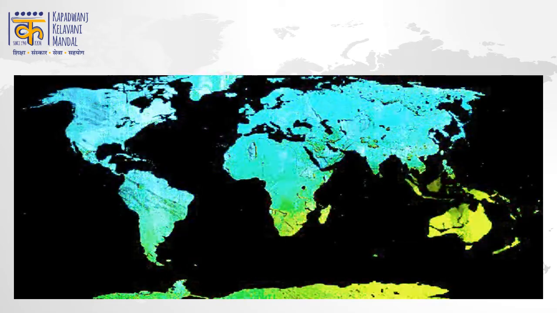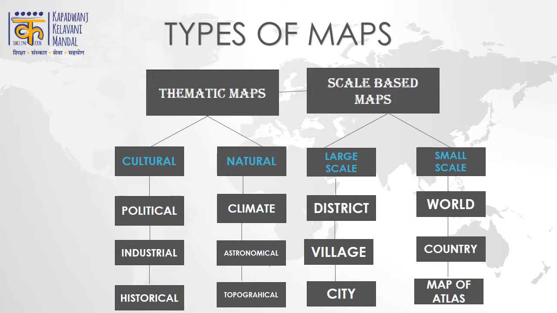Now, these boundaries are decided by the government of that particular country and the neighboring countries. So, this is how the entire earth is divided, and we see this in the form of a map. Now we see different types of maps.